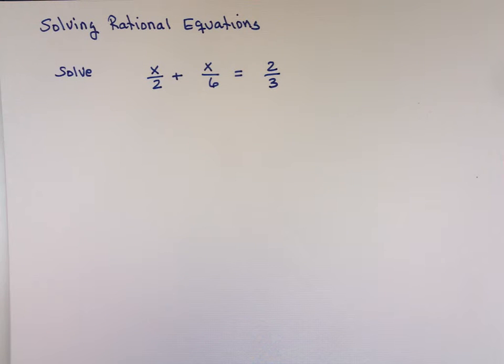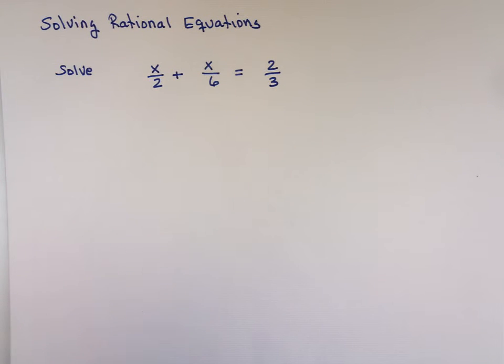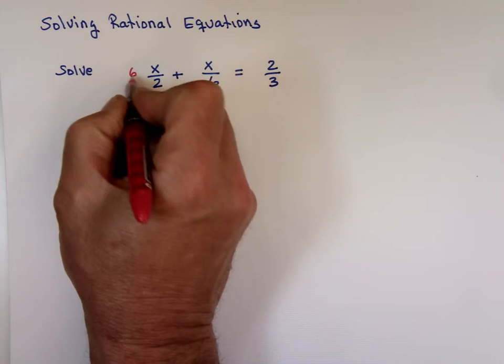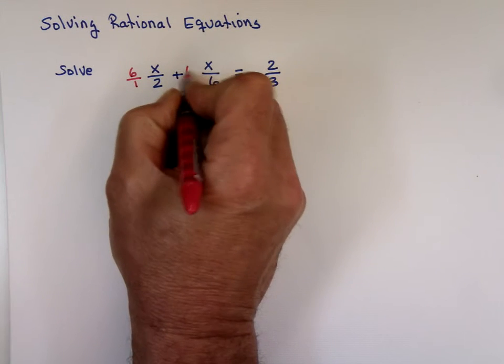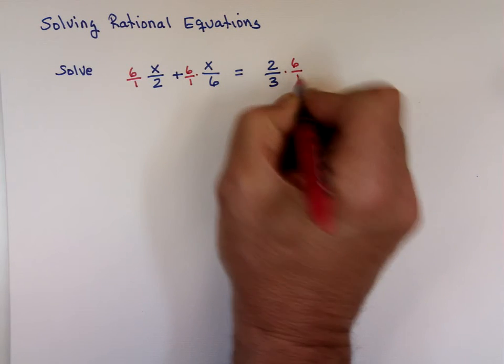And we can get rid of the fractions. All we have to do is multiply the entire equation by the LCD. And my LCD for 2, 6, and 3 is 6. I'm going to multiply this term by 6 over 1, this one by 6 over 1, and this one by 6 over 1.